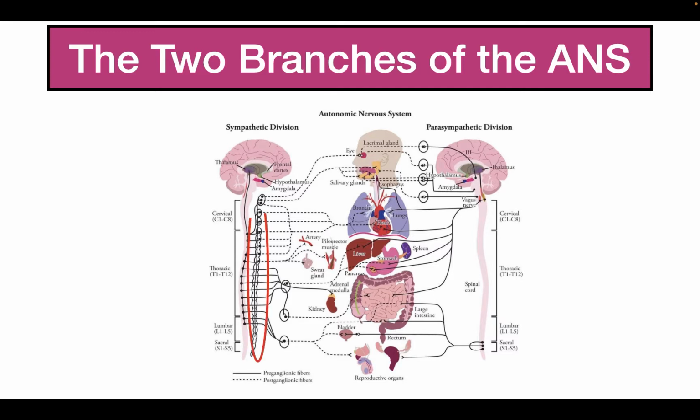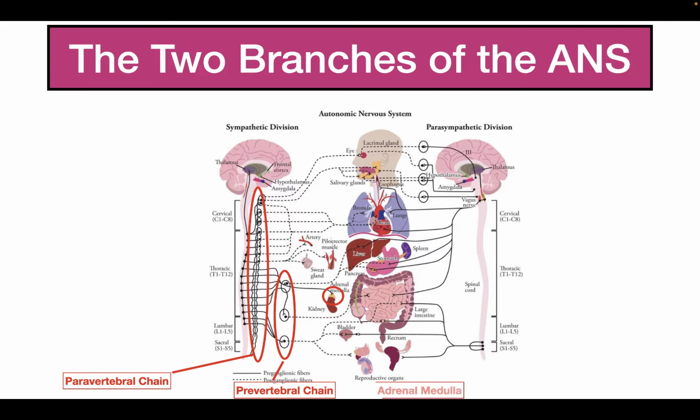For the sympathetic nervous system, we're going to find these ganglions in three places. The first is the paravertebral chain. The second is the prevertebral chain. And the third is the adrenal medulla. These are the three main places in which you're going to find the pre and post synaptic neurons interacting with each other in the ganglions.